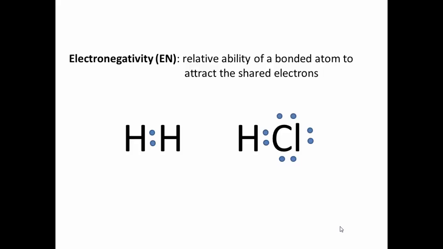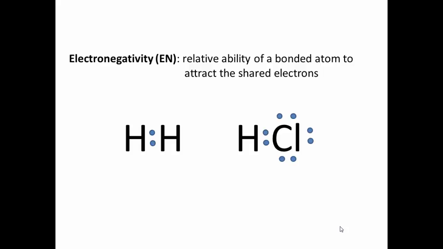So what is electronegativity? I abbreviate it as capital EN. It is the relative ability of a bonded atom to attract the shared electrons. Here I have two covalent bonds illustrated for you: the covalent bond between two hydrogen atoms, and the covalent bond between a hydrogen and a chlorine atom.